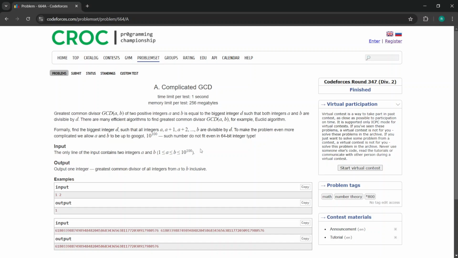Okay, now let's discuss this problem. Complicated GCD. Okay, with a tag of math and number theory with a rating of 800.